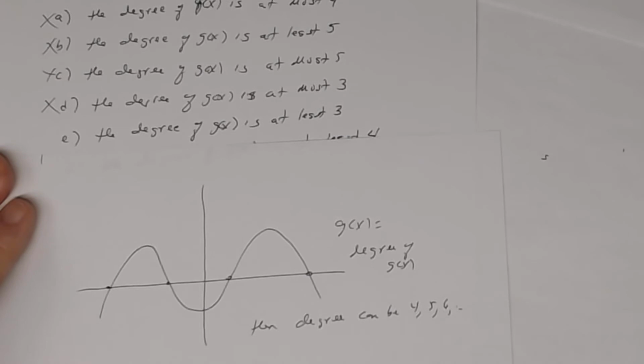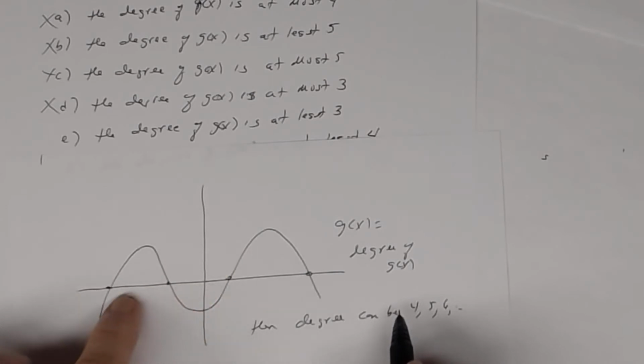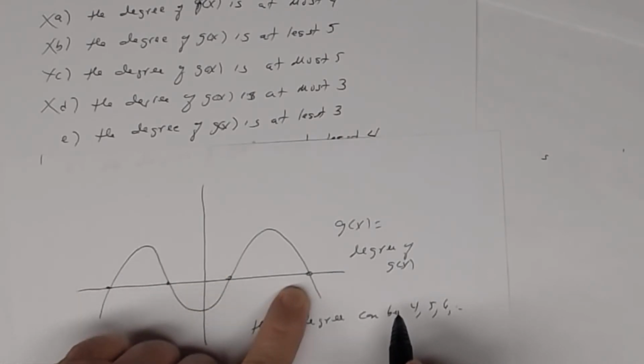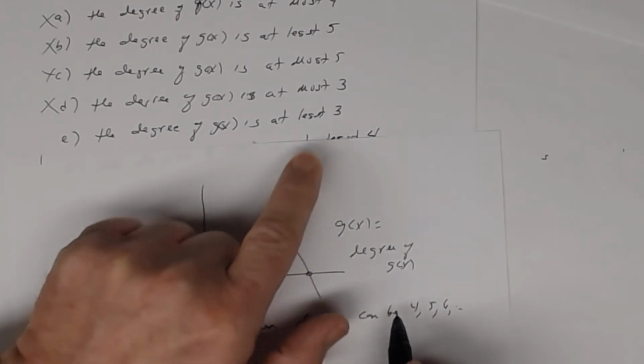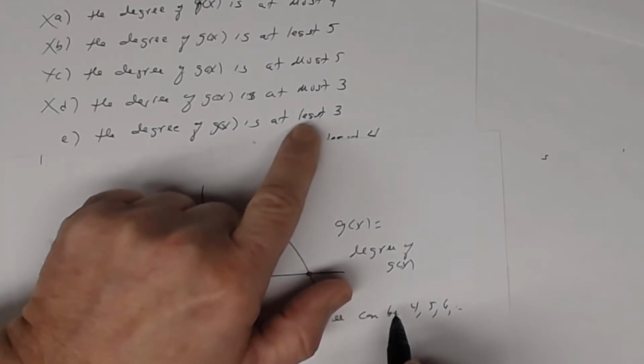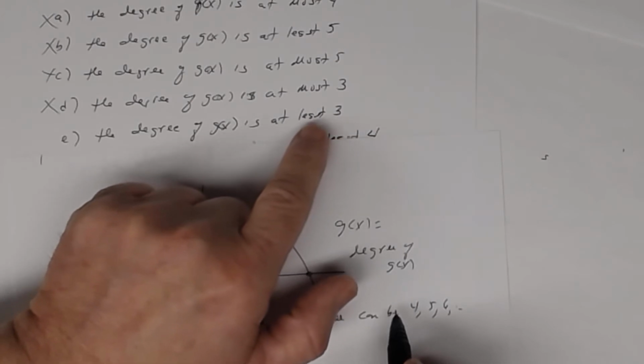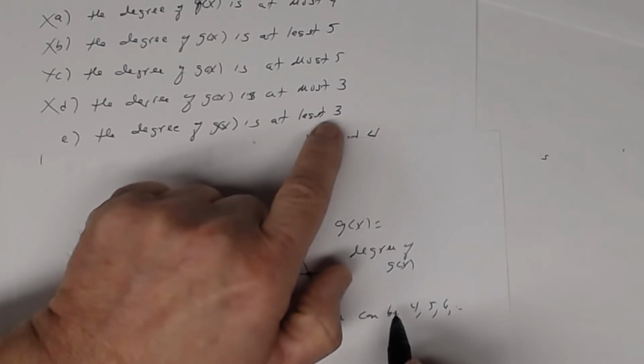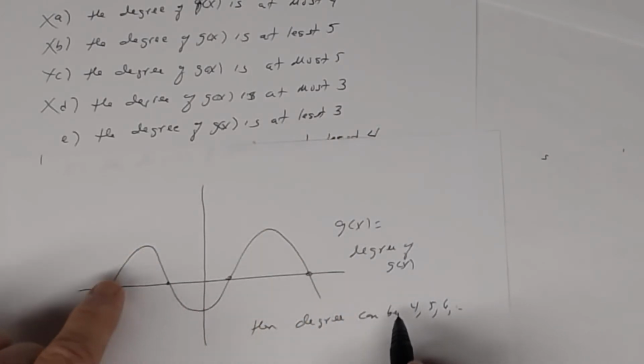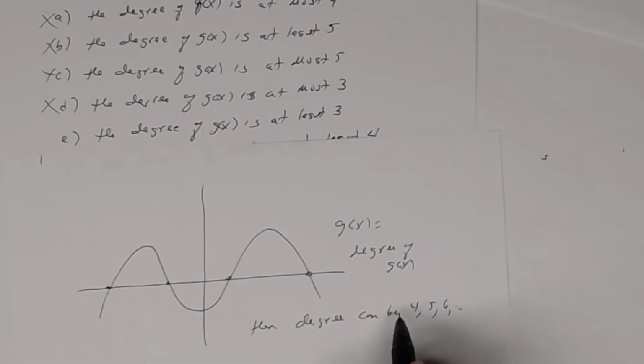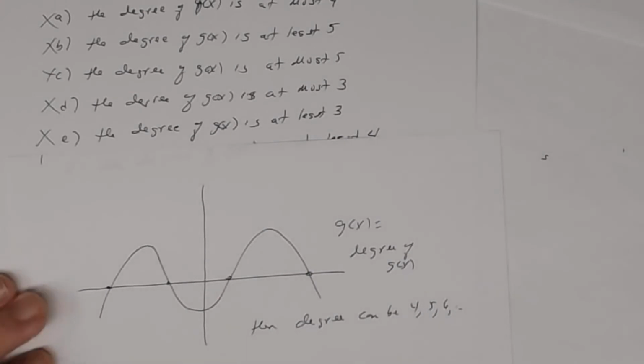The degree of g of x is at least 3. At least 3 means 3, 4, 5. It cannot be 3 because if the degree is 3, then you cannot have 4 x-intercepts. See that? So the degree cannot be 3. At least 3 means 3, 4, 5, or 6, so at least 3 means including 3. I cannot include 3 because if the degree is 3, the maximum number of x-intercepts you can have is 3. So we have to x that out.